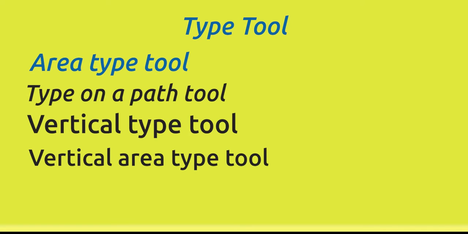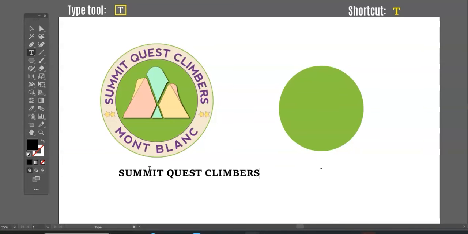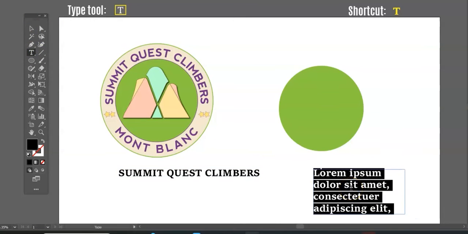The type tool. Select the type tool and click. You will see lorem ipsum. Just ignore the language and type in your own words. It's as simple as that. You can click and drag to have your text in a bounding box.